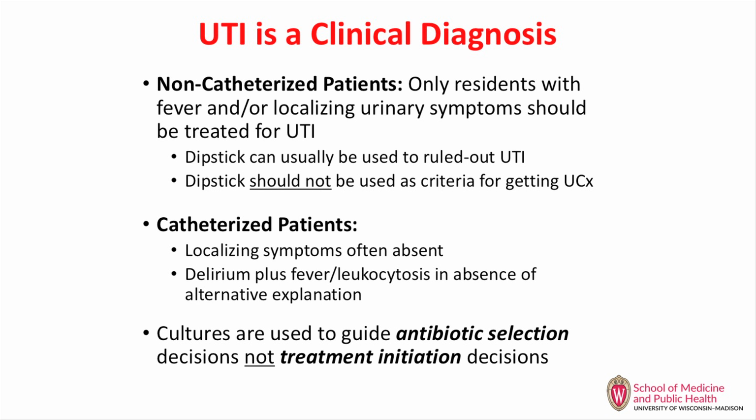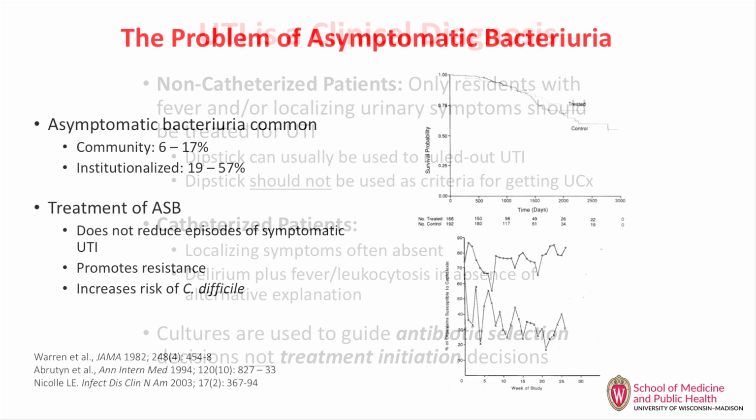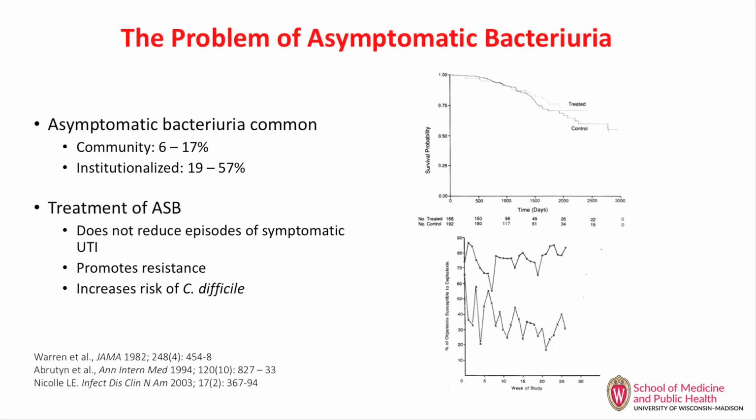So again, cultures can be used to guide antibiotic selection. They cannot be used to make decisions about treatment initiation. So why do we worry about treatment of asymptomatic bacteria? Well, the only thing we achieve when we treat asymptomatic bacteria is to make sure that when they do develop an actual infection, it's that much harder to treat. So we don't want to keep chasing the dragon, so to speak, with the urine culture.